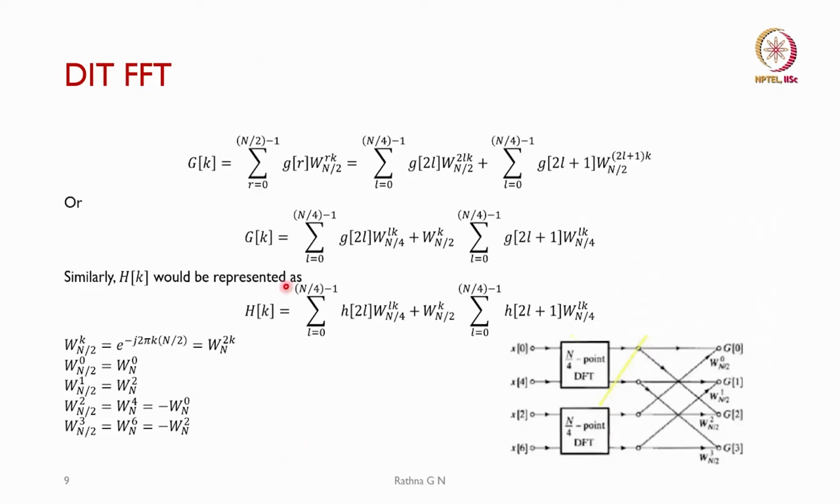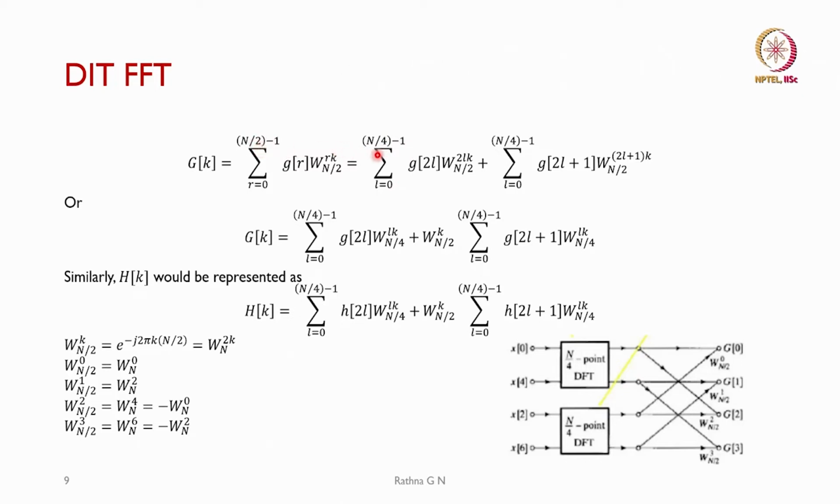So, now continuing with the DIT part of it. We are naming G of k as this, we will give it as G_r and W_(N/2)^(rk). Then we are going to split this into two parts again, even and odd part of G of k. Then we give a new notation, that is l actually. So, this will be 0 to N by 4 minus 1. Earlier it was N by 2. So, we are bifurcating, dividing by 2.